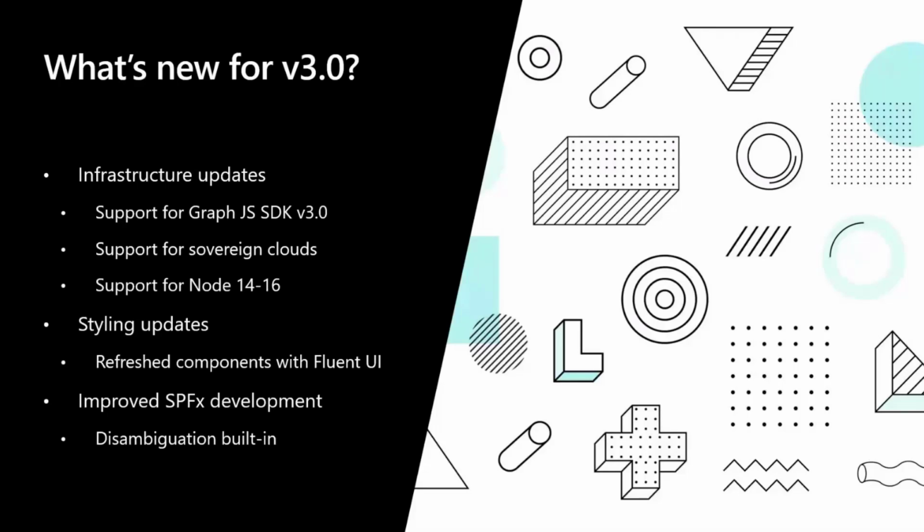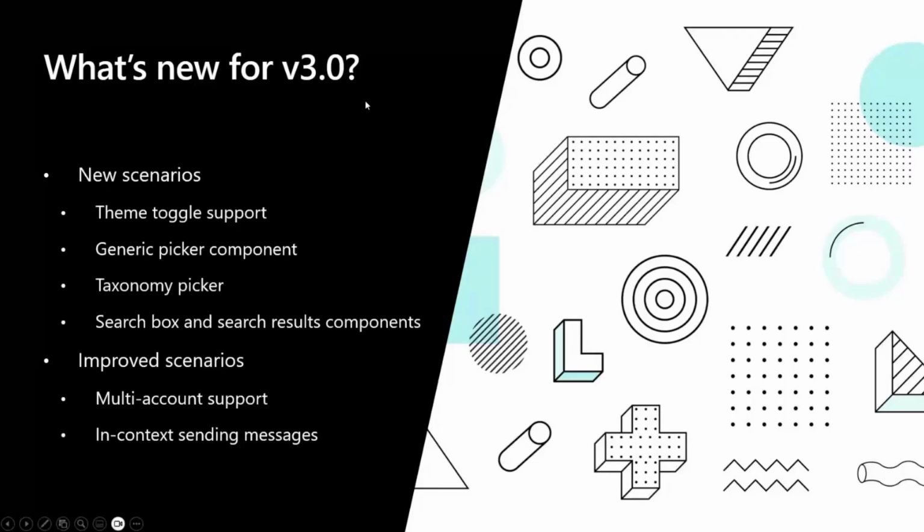So now let's look at our components. What's new really in V3? What will you be able to play with that is totally different? First, we have a new set of scenarios that we support. The first one is theme toggling. It means that now you're going to have the ability to provide a theme toggle component to your app, and automatically you're going to be able to use light and dark, and it's going to toggle it for you.